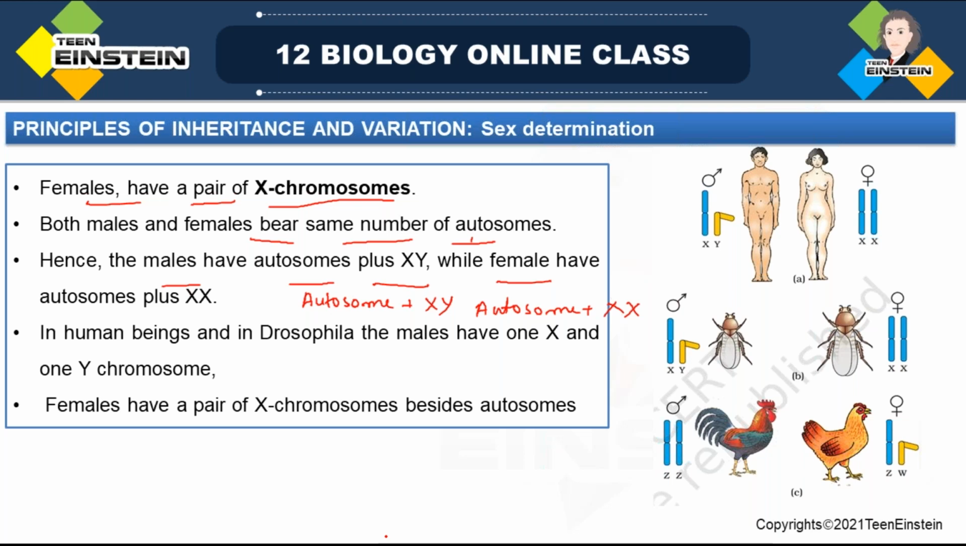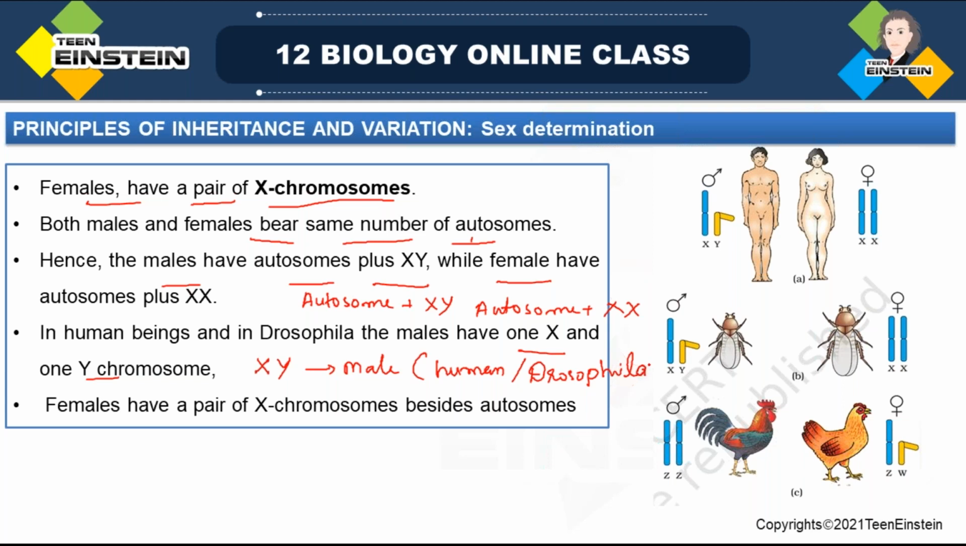Then next is, in human beings and in Drosophila, the male has one X and one Y chromosome. How will it be? X, Y. This is the male condition in human beings and in Drosophila.